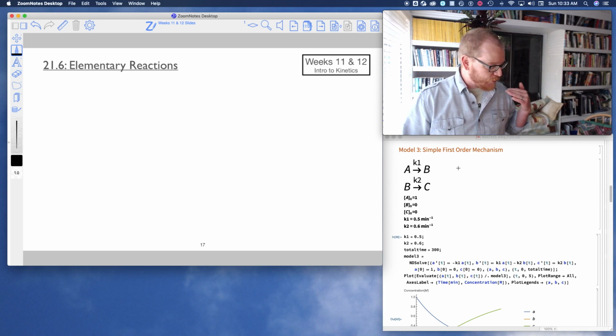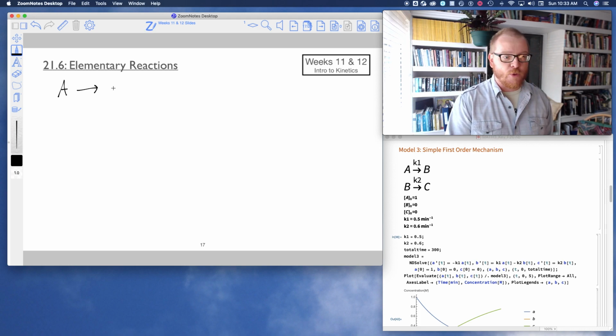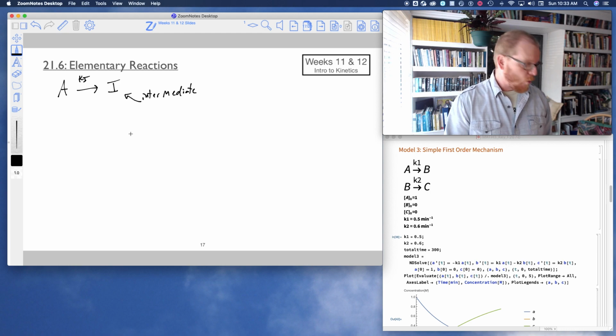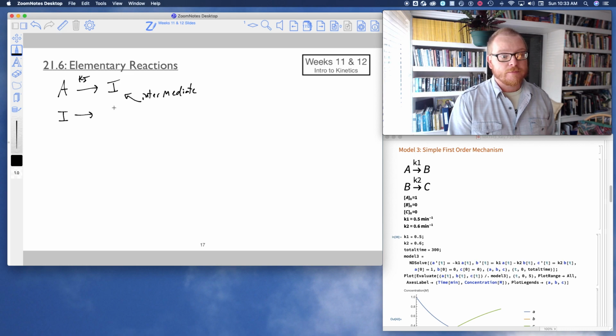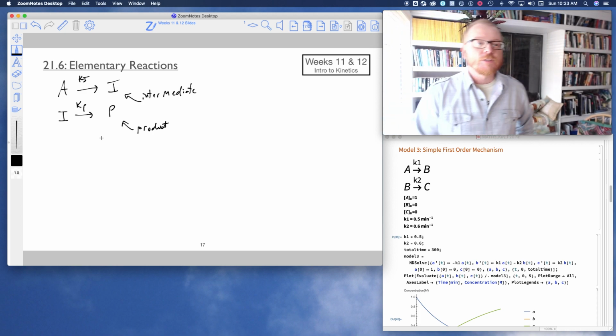So in elementary reactions, I'll set up by saying, suppose we have the simple mechanism, okay? A reacts and forms some unstable intermediate, okay? And that reacts with rate constant Ki. Well, that intermediate is unstable. So it quickly forms the stable product, okay, at rate constant Kp, okay?